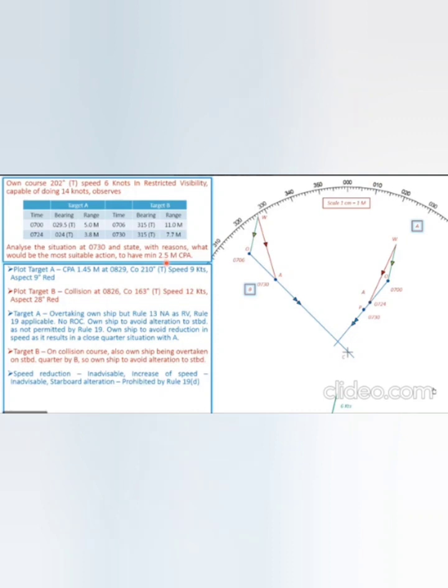So one possibility which has already been rejected is the reduction of speed. Reduction of speed should not be done. It may lead to a close quarter situation with target A.